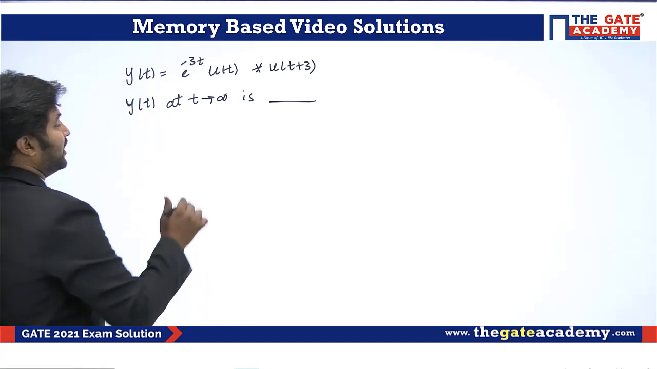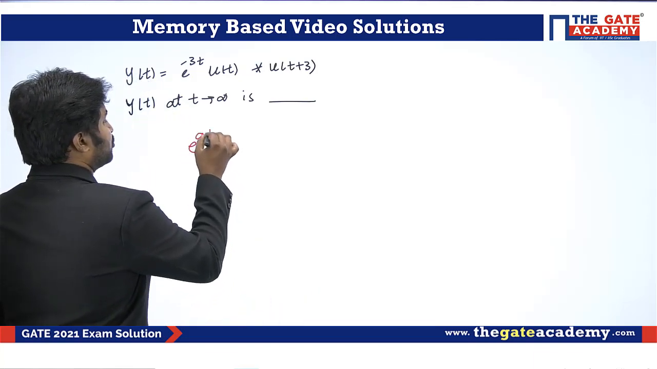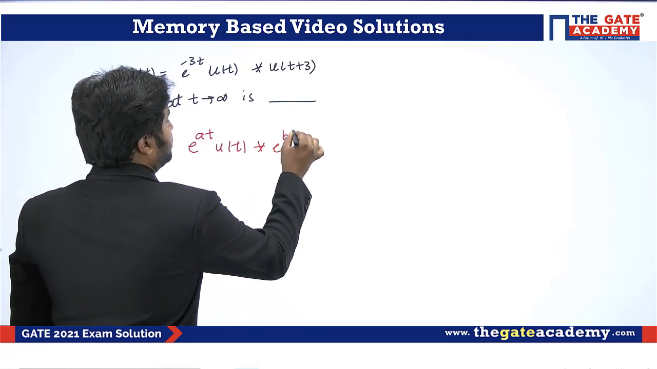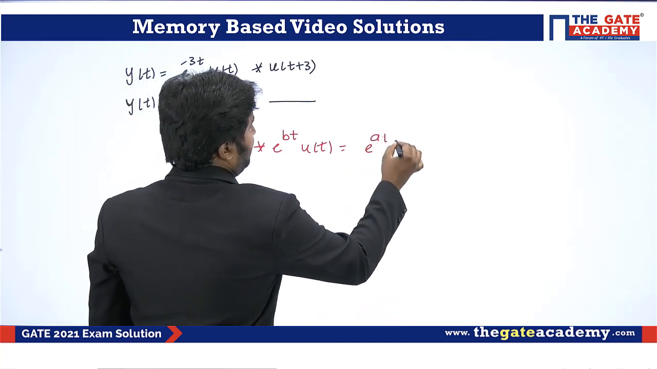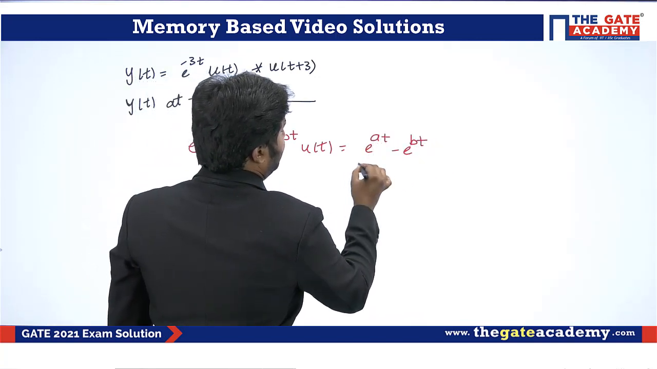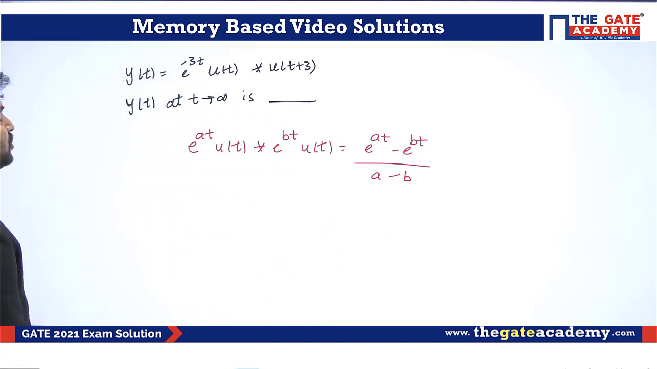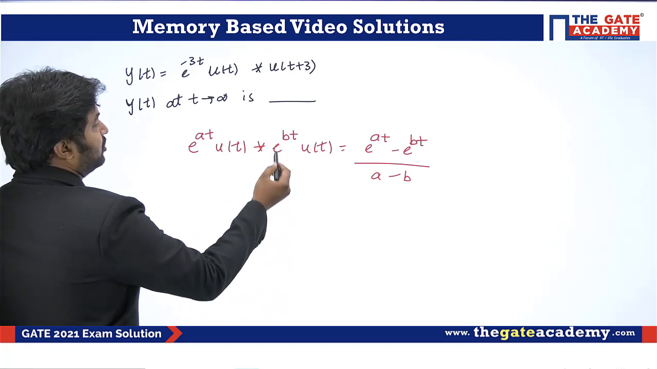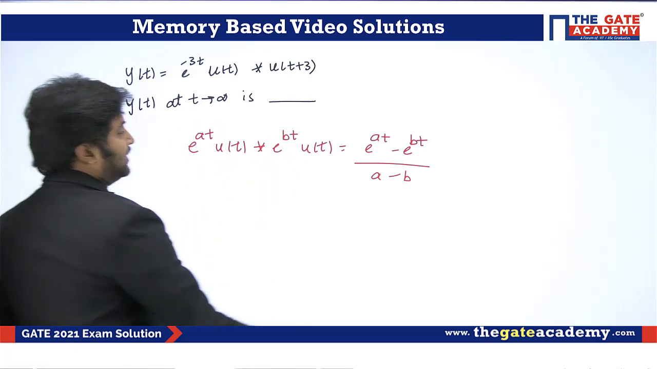First thing is that I told you this formula is important. e power a t u(t) convolved with e power b t u(t) is equal to e power a t minus e power b t divided by a minus b. Clear? So this is something that we know. Now here, if you put b equal to 0, then you are going to have e power a t u(t) convolved with u(t).